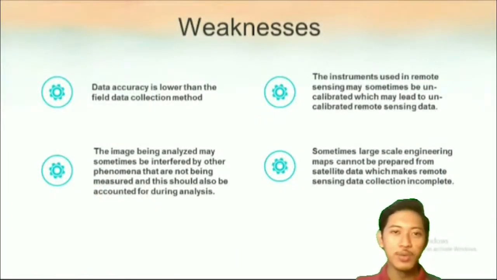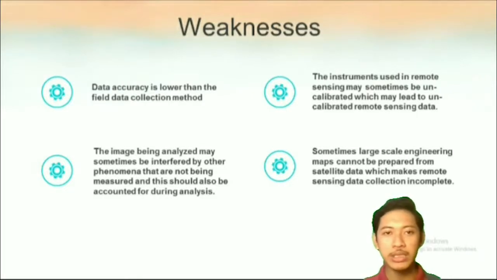At the last, we will discuss the weakness of the remote sensing method. The first is that data accuracy is lower than the field data collection method. This is due to the limited nature of electromagnetic waves and the long distance between the sensor and the object being observed. Also, the instrument used in remote sensing may sometimes be uncalibrated, which may lead to uncalibrated remote sensing data.